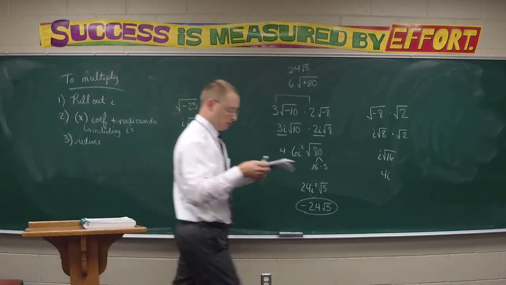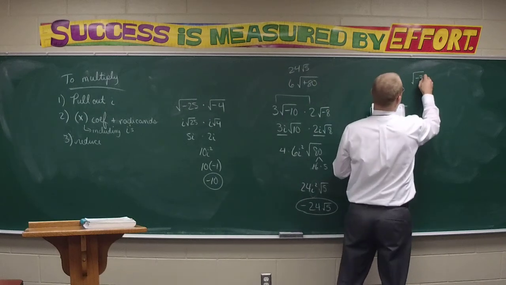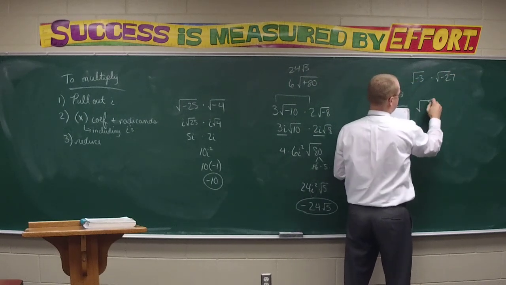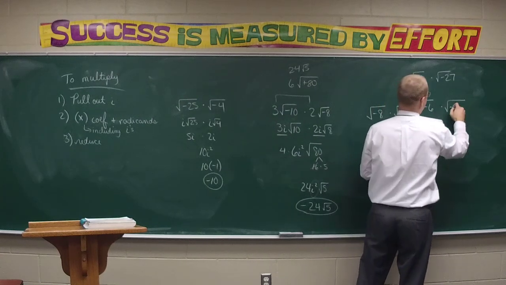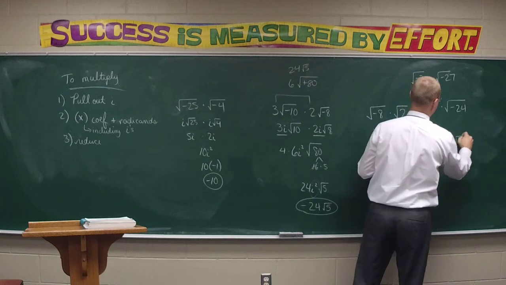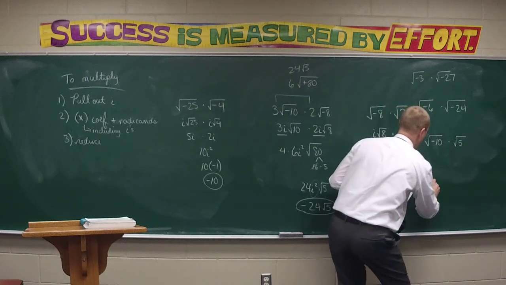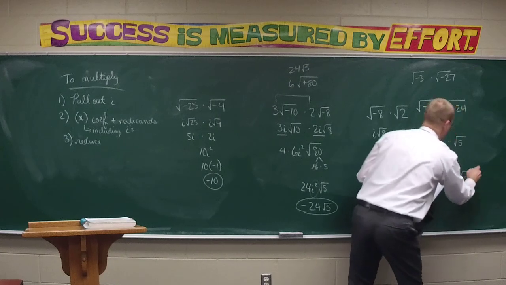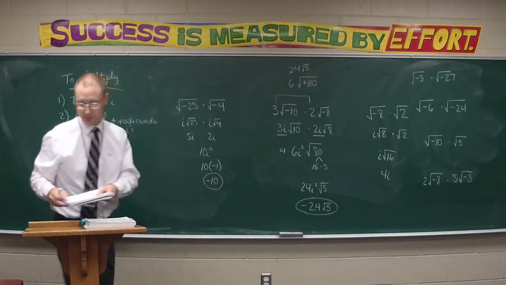All right, so write this one down. The square root of -3 times the square root of -27. Square root of -6 times the square root of -24. Square root of -10 times the square root of 5. And then 2 times the square root of -8 times 5 times the square root of -3.